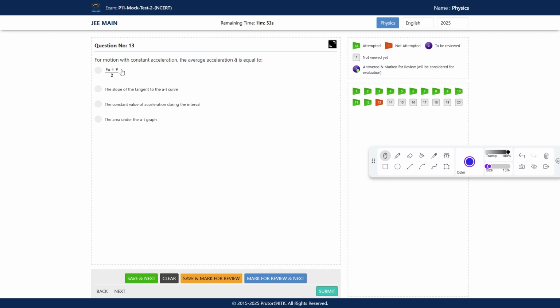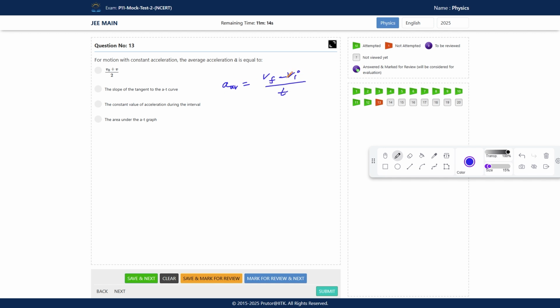For motion with constant acceleration, the average acceleration a is equal to what? Option A, v naught plus v divided by 2. The slope of the tangent to a v-t curve. The constant value of acceleration during the interval. And area under the a-t graph. Which one is correct? Please solve. So we know average acceleration is change in velocity, final velocity minus initial velocity, divided by time interval t.